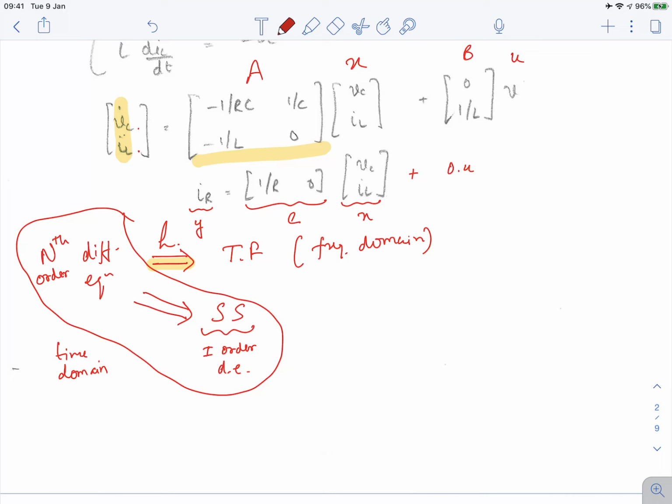So these are excerpts of some book pages from two books. One is from Kuo and another is from Norman Nise. I have specifically selected some pages of the books which you can follow.